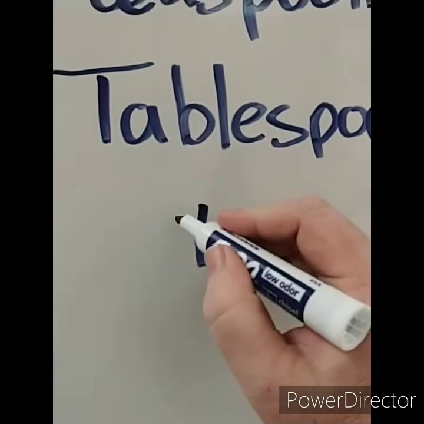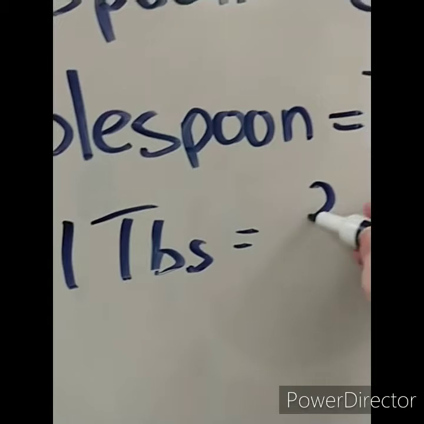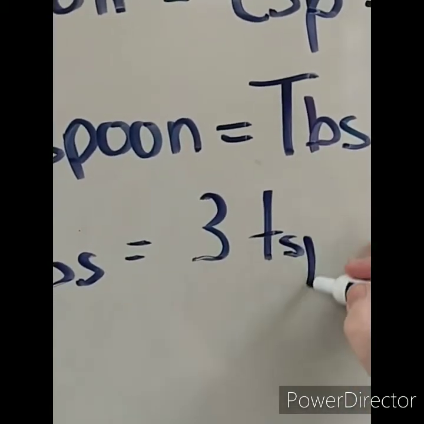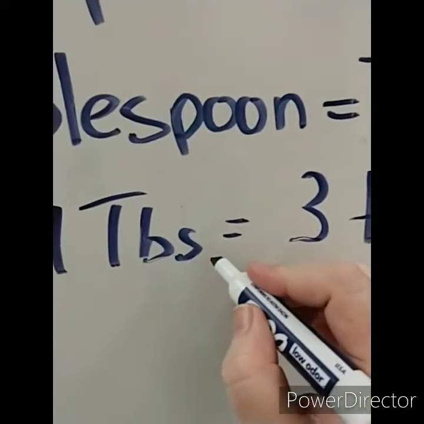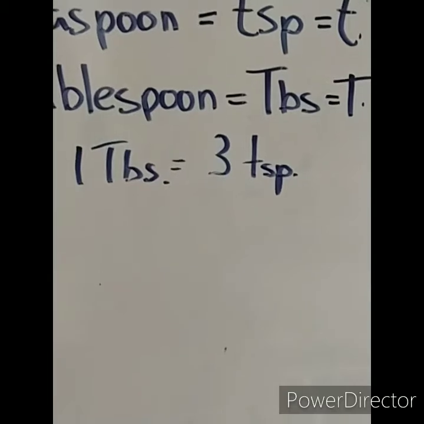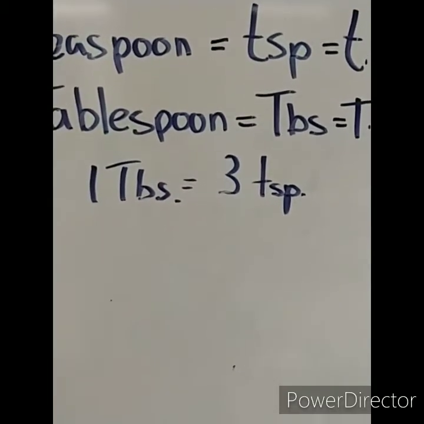One tablespoon is 3 teaspoons. So yes, the little t's are smaller. In the lesson this week, I've included a chart you can look at about Mrs. T and her 3 little kids.